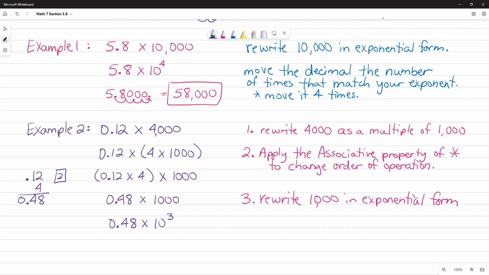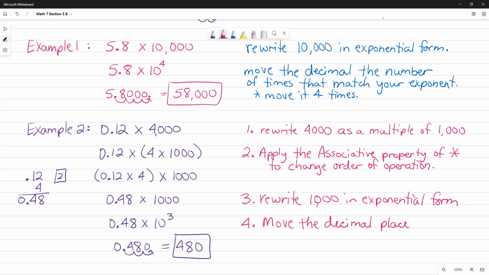So move the decimal point 3 places to the right. That means that 0.48, we move it 1, 2, 3, becomes what? Right, 480. Don't bother doing it in your head. All right, so step 4, move the decimal place 3 times. And again, we're multiplying, so to the right.